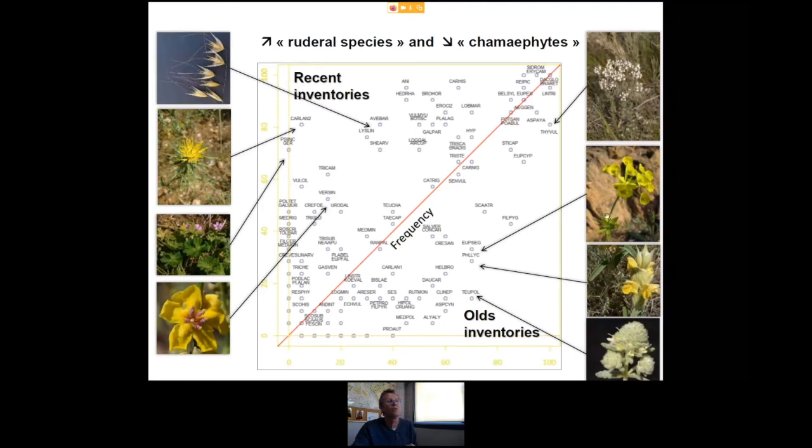They characterize the old data, the old inventories, and for the recent inventories, we've got more frequency or cover of what we can call more ruderal species, but it's not strictly ruderal species because we are still in a neogene steppe. But we find more Avena barbata, we find more Carlina lanata, Geranium molle, and Verbascum sinuatum. So sometimes, except for these species, perhaps it's an observer effect, but not for this one, which is quite beautiful, and surely they would have mentioned it if they had seen this species in former times.